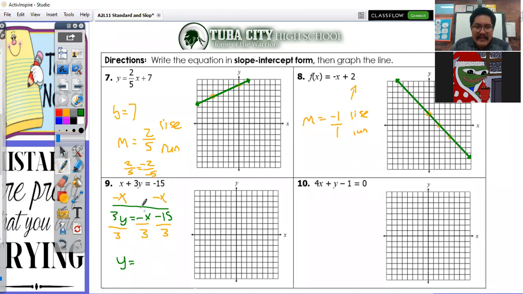All right, so after I move x to this side, because I want to get the y by itself, I got to get rid of the 3, so that means divide everything by 3.